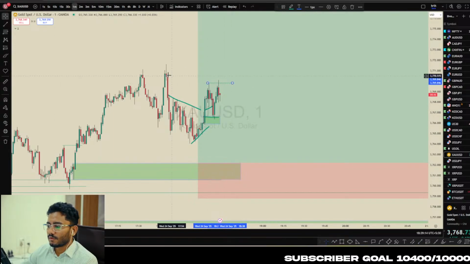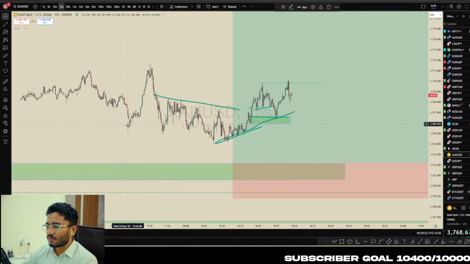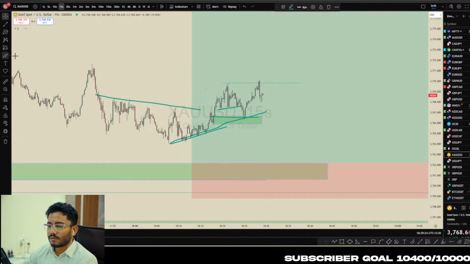Here, I think if this breaks this low, then probably it will sweep all this liquidity. Here, we want another sweep of liquidity. Right now, this is just a reaction to the downside.